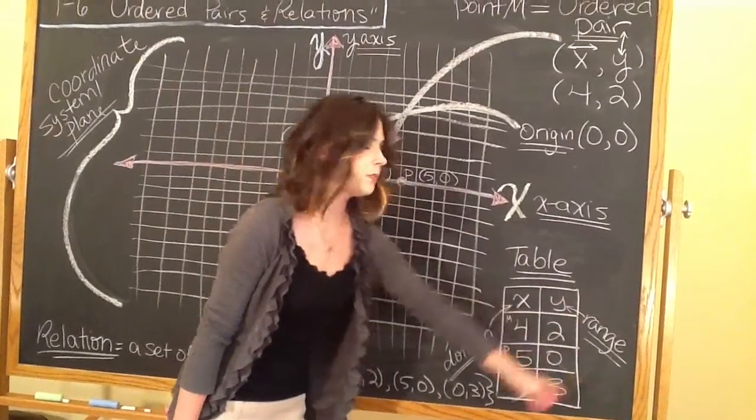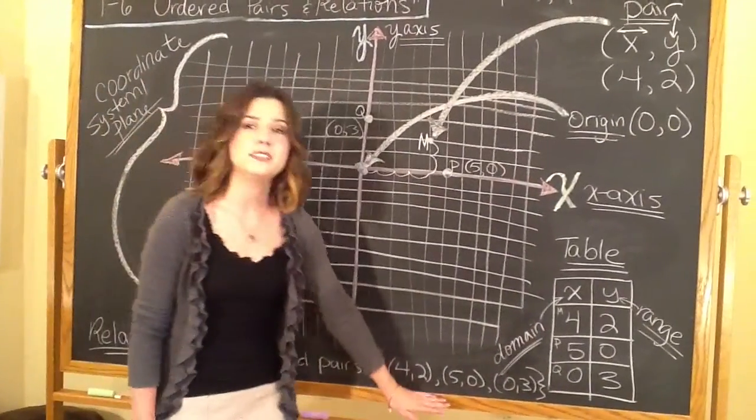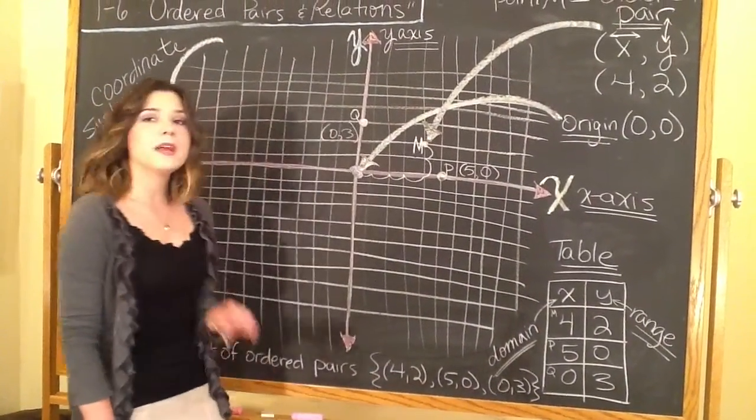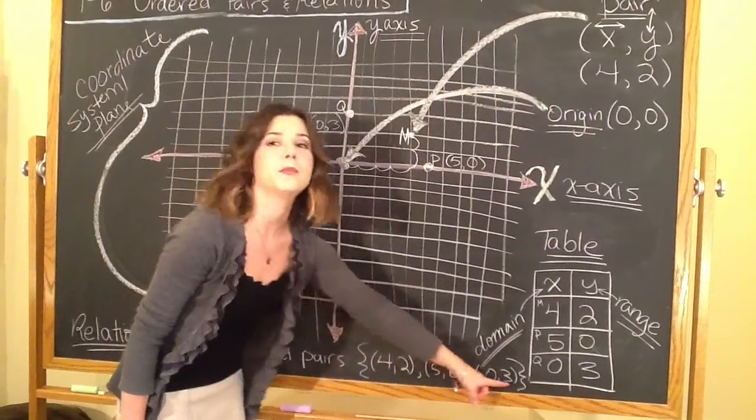Another way you can organize this information is by putting it into a relation set, which is right here. In order to make a relation set, you just put a pair of braces on the outside and then list all of the ordered pairs.